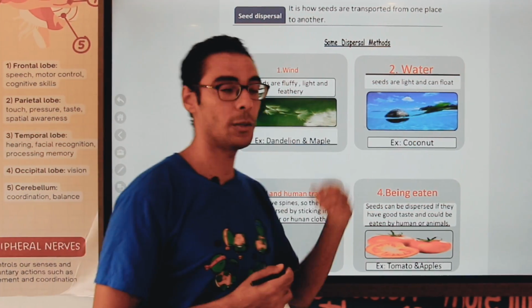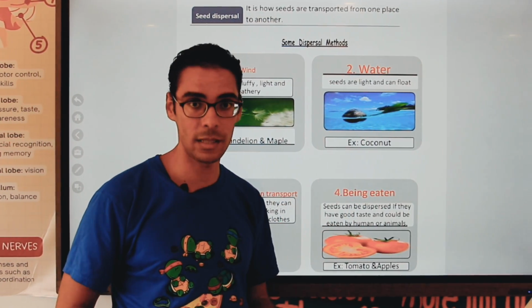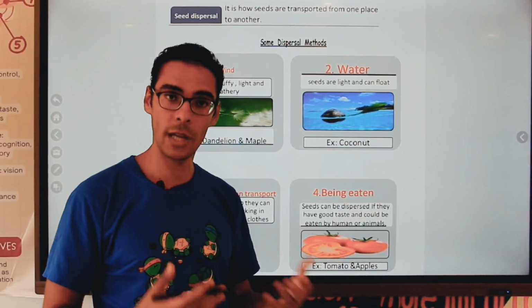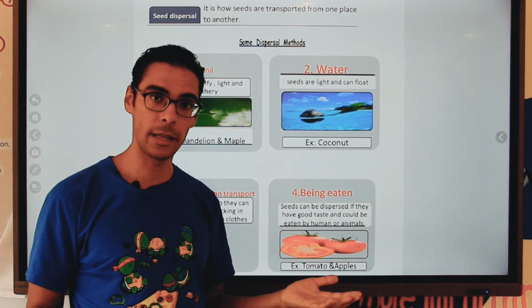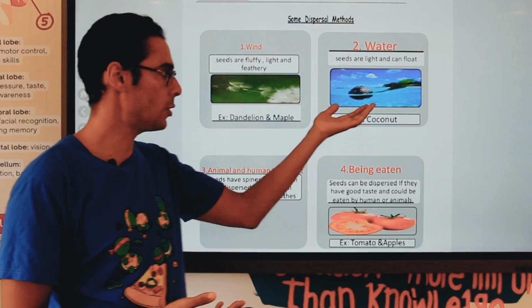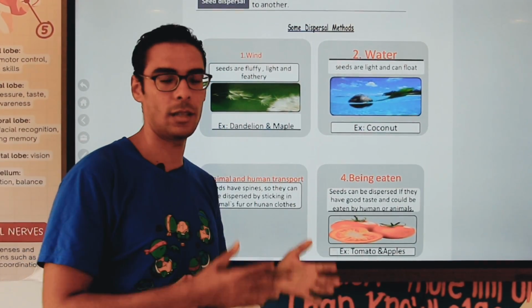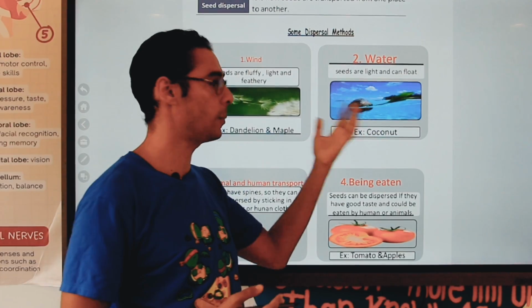The second one is going to be the coconut. The coconut here seems like a heavy seed. The air is not enough to carry it from one place to another, which means we are looking for something that can do this, which is going to be the water. So the water can deliver the coconut from one place to another.